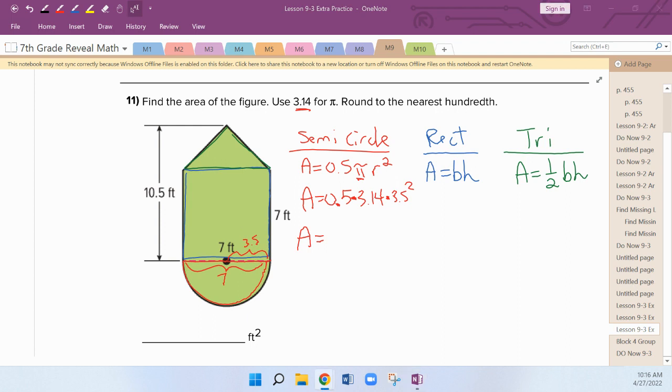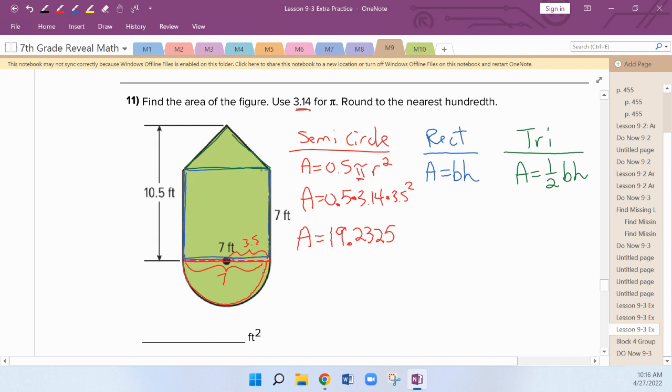That is not as nice of a number as our others have been. That's okay. 19.2325. We're going to leave it like that. We're going to keep that until the very end. We'll only round at the very end for this problem. So let's go onto that rectangle.